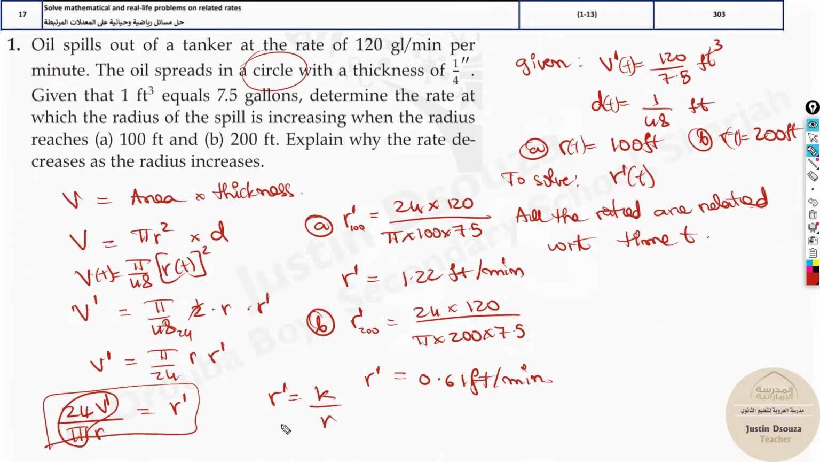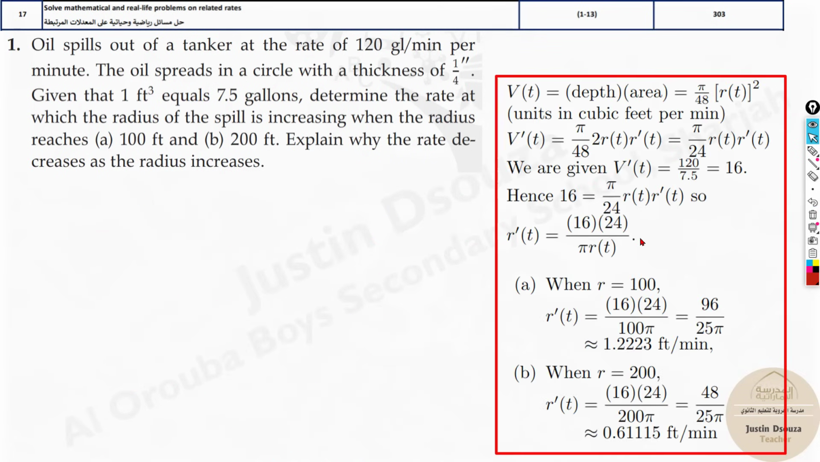So what is basically this? R dash is inversely proportional to the radius. The rate of radius is inversely proportional. So when one goes up, the other one must go down. Okay, so that is the actual technical explanation. I just realized that. Anyways, this is how we can solve it.